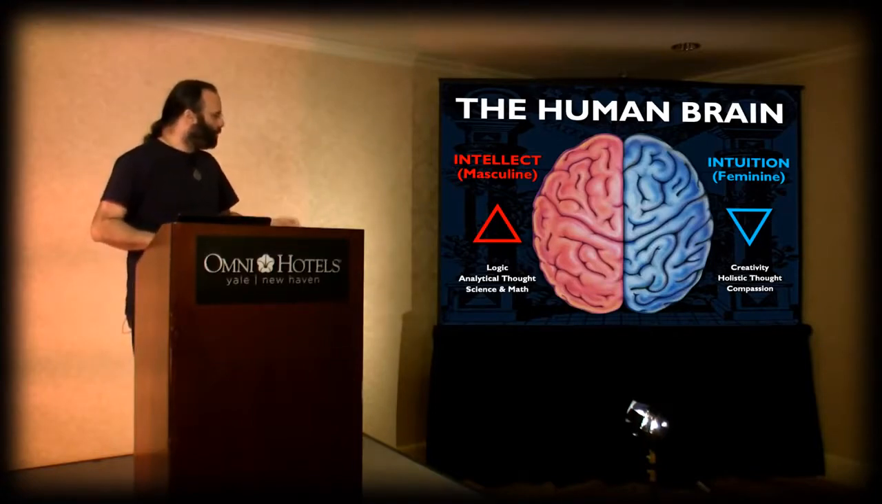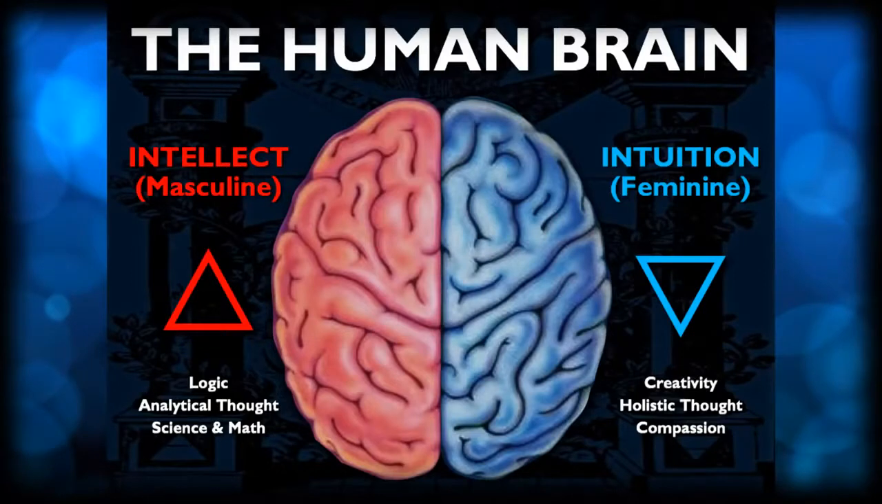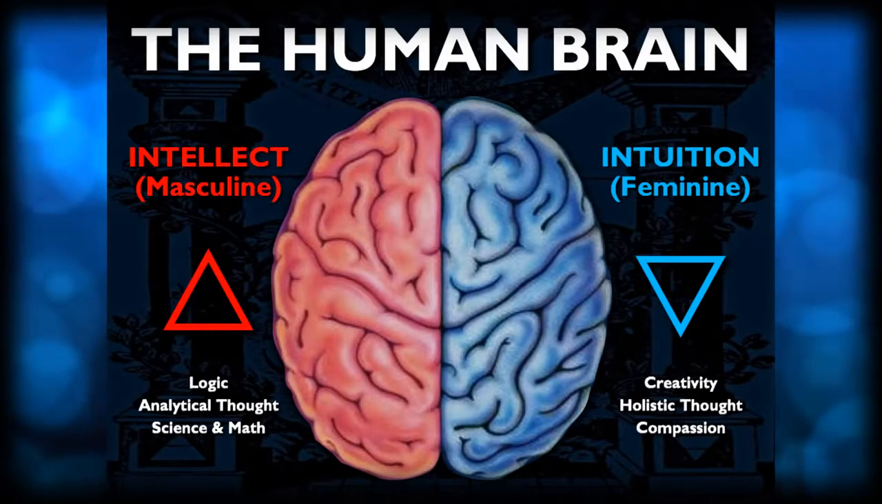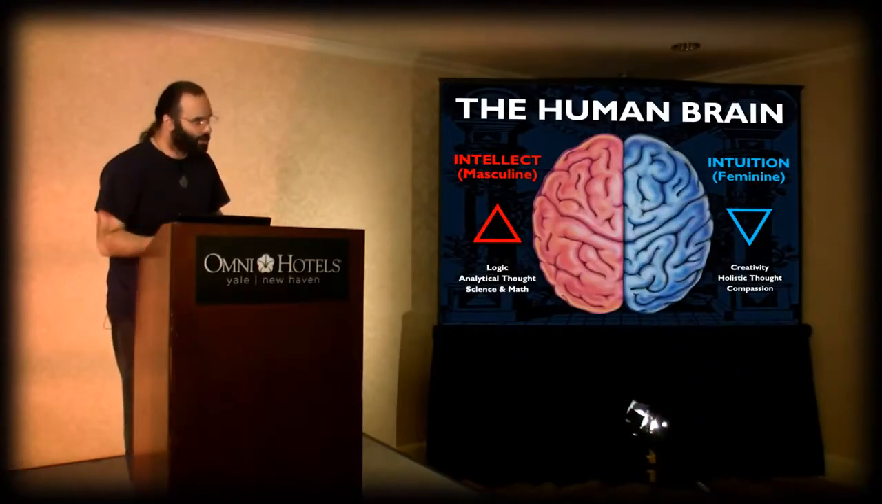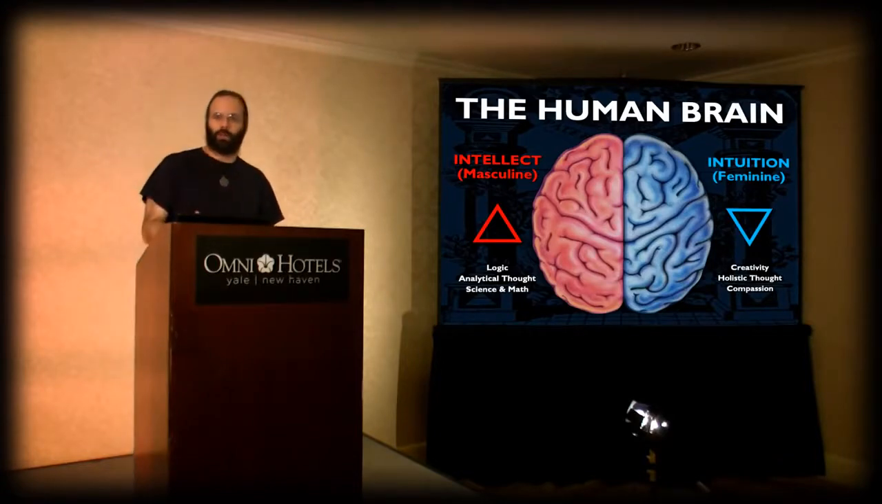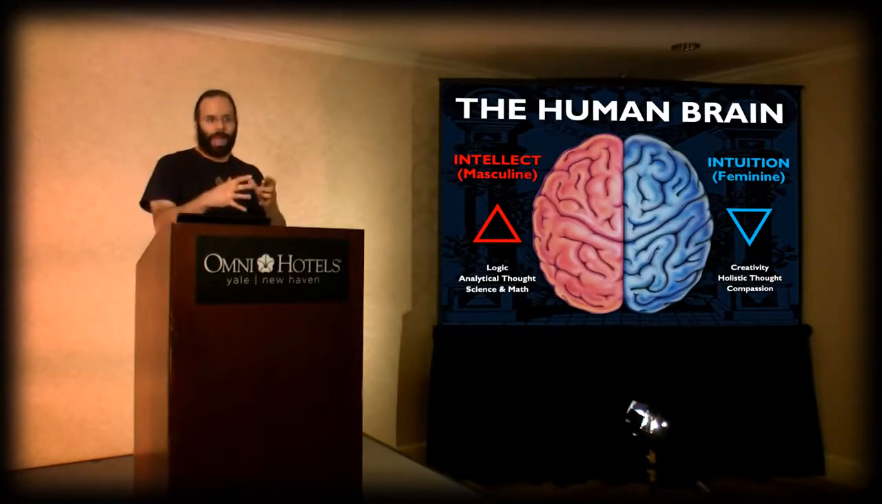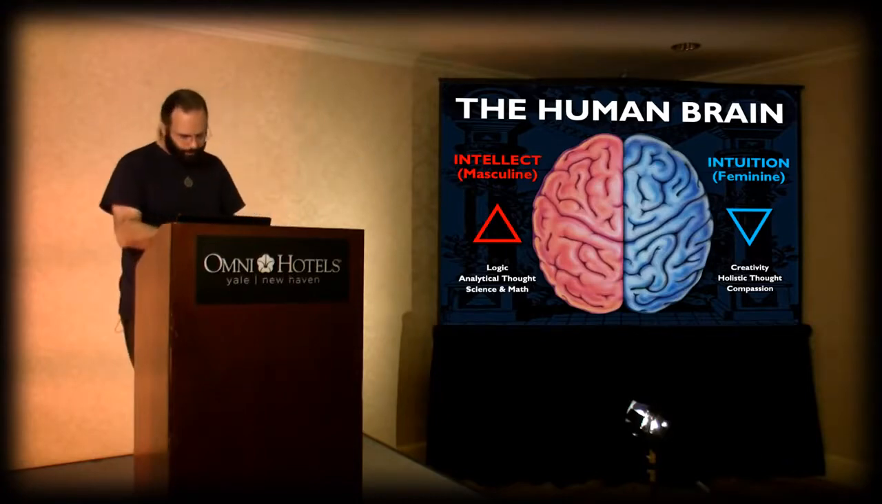The right side of the brain, the right hemisphere, generally facilitates and makes possible human creativity, our emotional makeup, all the emotional dynamics of the human being, holistic thought, being able to see the big picture, pattern recognition, and then things like compassion, nurturing, care. Ethics, to a large extent. And I would say ethical thinking comes from a balance between the two, as we're going to get into.